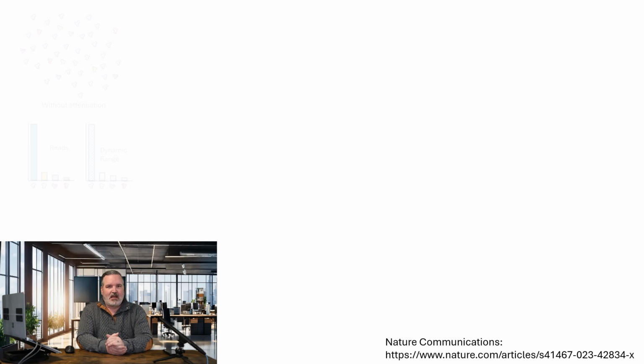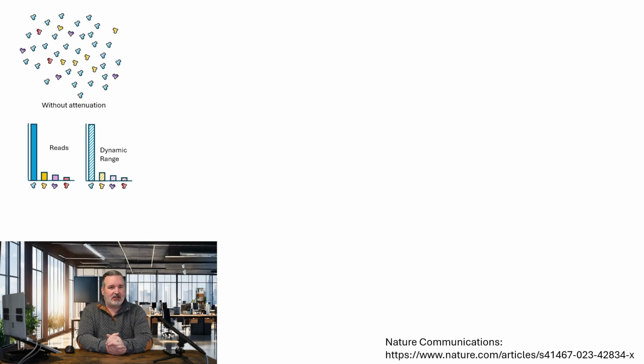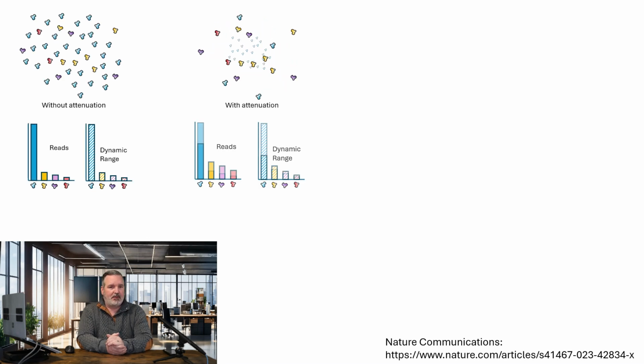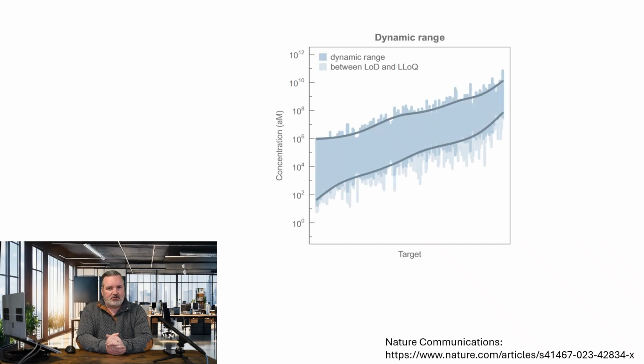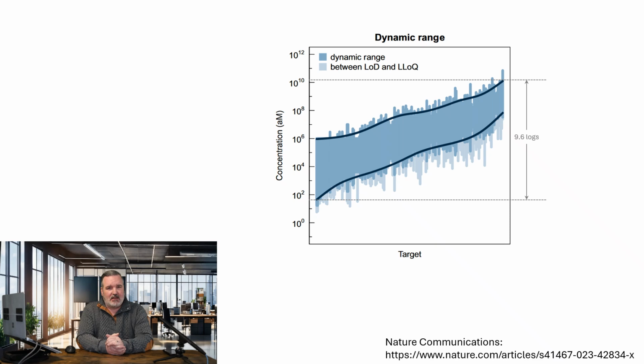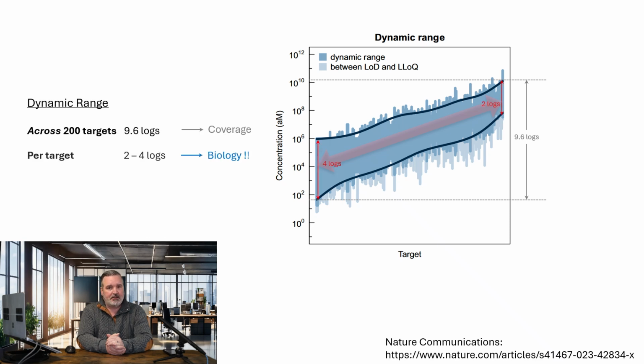To manage this, high abundance targets are intentionally signal attenuated using hot and cold antibody mixing. As the authors explicitly note, this compresses the per-target working range in order to prevent high abundance proteins from dominating sequencing reads. The paper reports an approximate 9.6 log cumulative dynamic range, but this value is distributed across different proteins, not achieved within any single analyte. Cumulative range describes panel coverage. Per-target dynamic range determines biological interpretability.